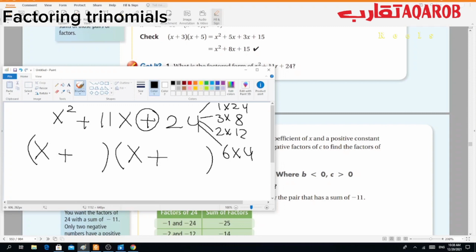Now, I want to find which pair of factors will give me the middle, or the midterm, or the coefficient of x. Now, 1 plus 24 is 25, it's not working. 3 plus 8 is 11. So I can put here 3, here 8. There is no difference in the order because the sign is positive. Like this, miss, we factor this quadratic trinomial into two binomials, as you can see.